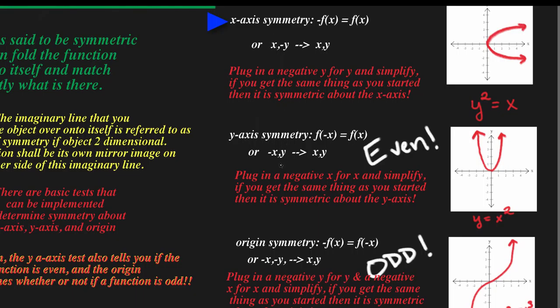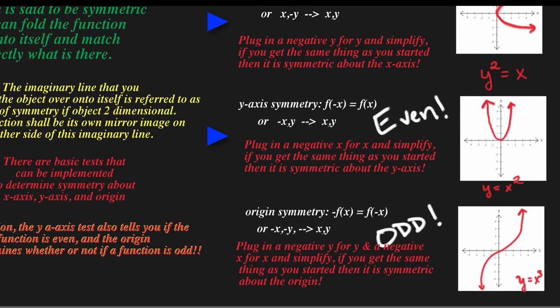I plugged in a negative y, didn't work, so not symmetric about the x. Negative x didn't work, not symmetric about the y, but these two answers do equal each other, so it's going to be symmetric about the origin and odd. The example I used for that one is x cubed. If I had drawn that accurately, that would also be symmetric about the origin.